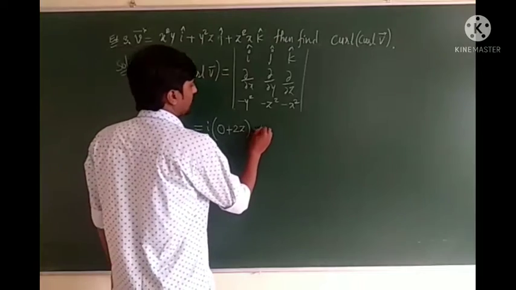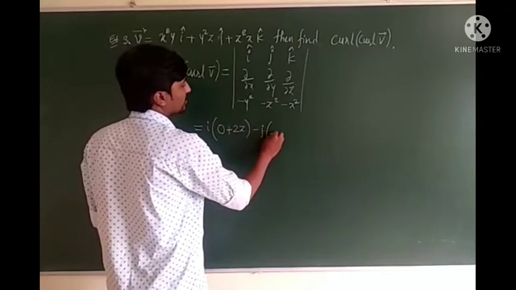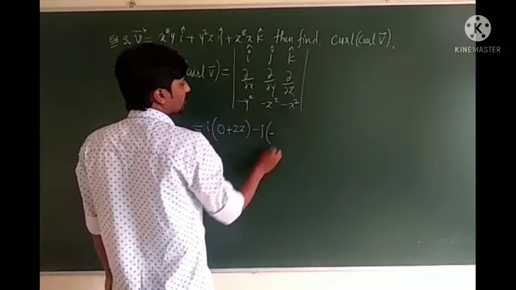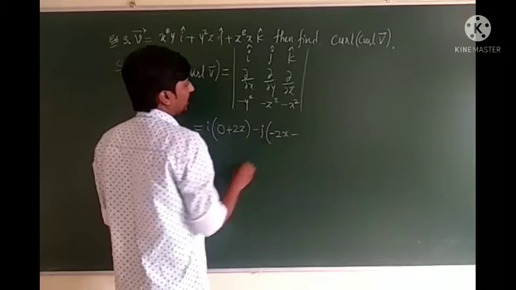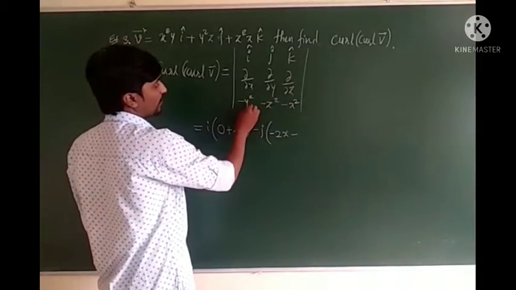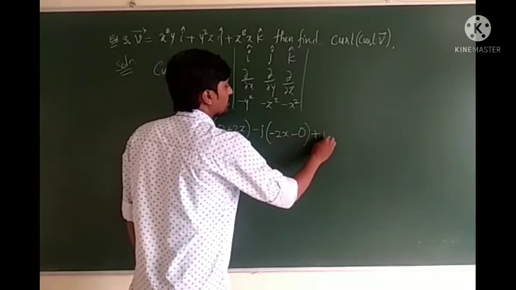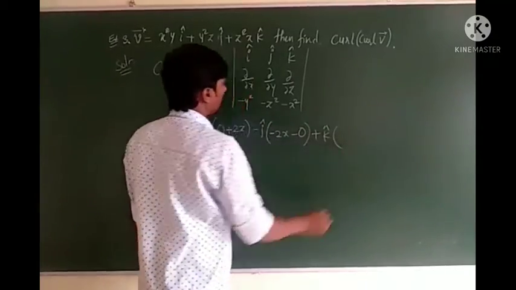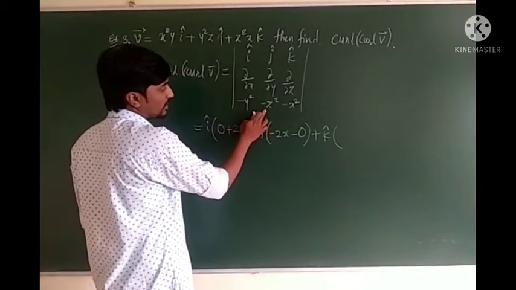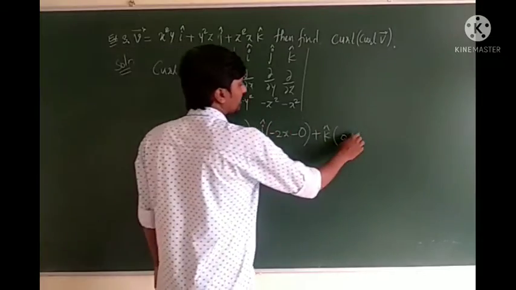Next, minus j into bracket. This into this, so minus. Next we have the differentiation of x square with respect to x, which is 2x. Next we have minus the differentiation of y square with respect to z, which is 0. Next plus k into bracket: the differentiation of z square is 0. Next, minus into minus is plus.